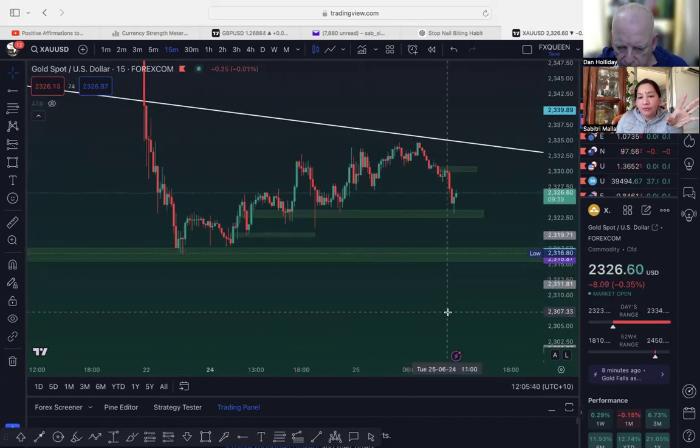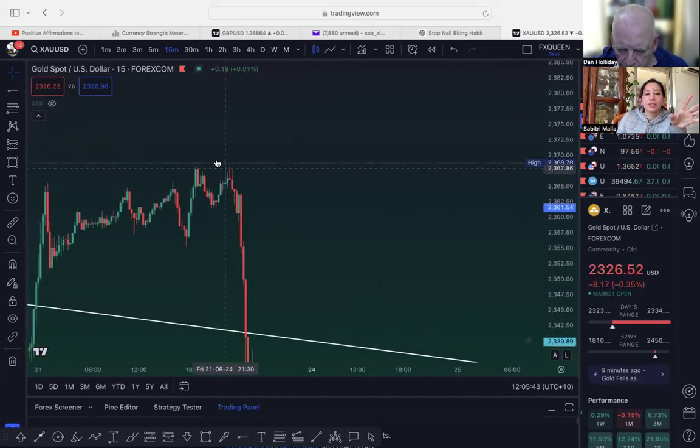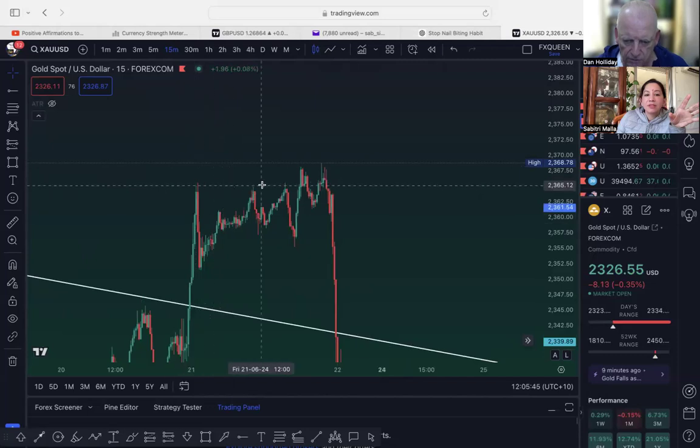It may be a fake break, like this one. This was a fake break. Then remember, this was a fake break. 1, 2, 3. Yeah, and it broke it.